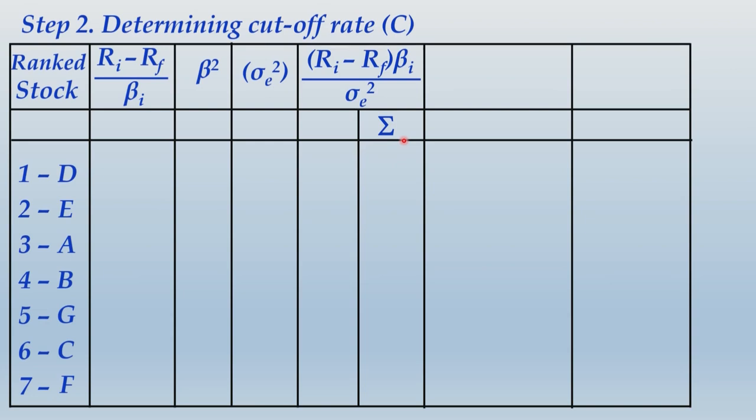Look again at step 2, okay? In your textbooks, look at step 2. In the denominator, we want the summation value of beta i squared upon sigma e squared. So we already have beta squared, we already have sigma e squared. So this divided by this will give you this ratio, and we want the summation of this. So we again split this column into the base calculation and the cumulative value.